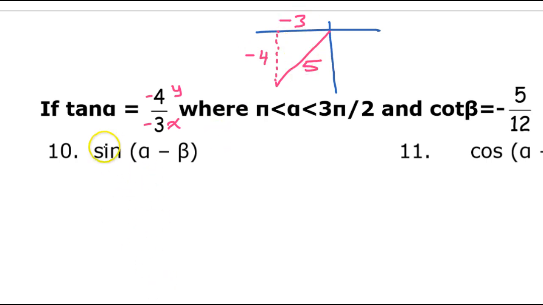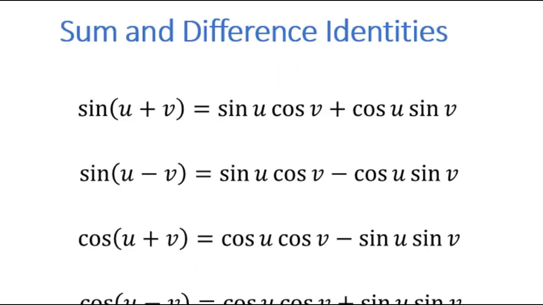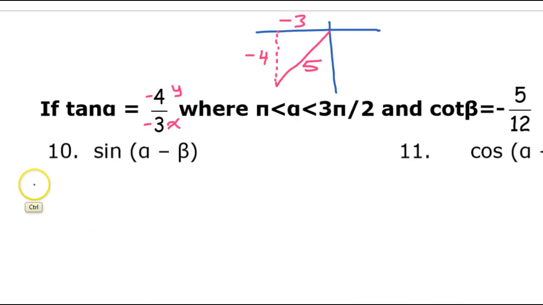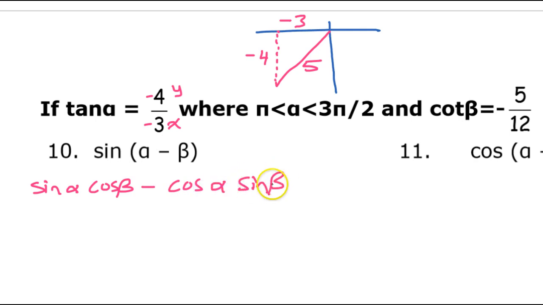So now, the formula for the sine of an angle minus an angle looks like this. It goes sine cosine minus cosine sine. So that's what we're going to do. We'll do sine of alpha cosine beta minus cosine alpha sine beta.